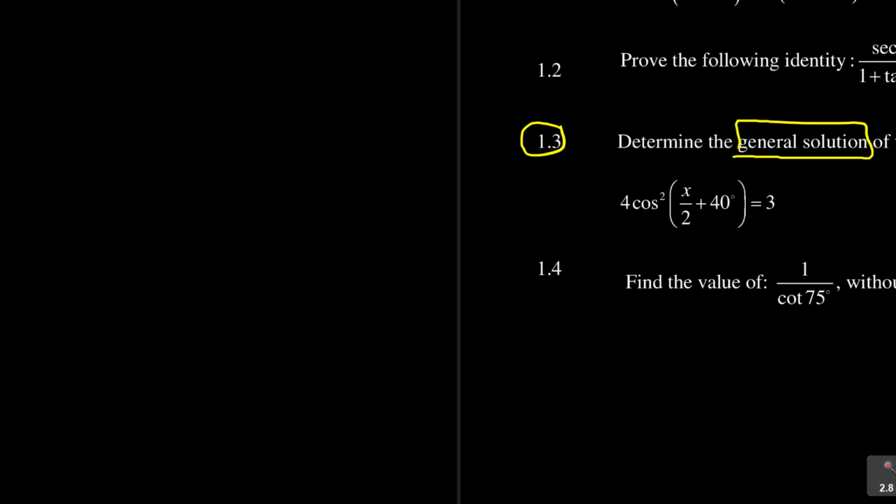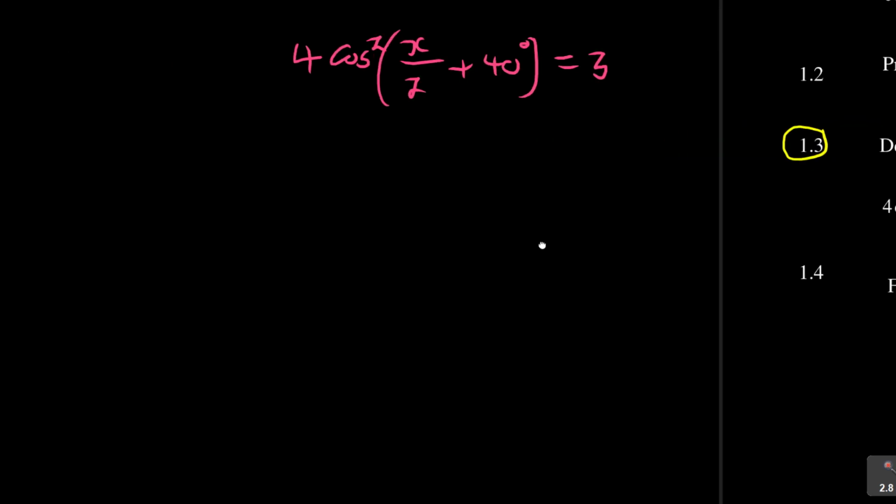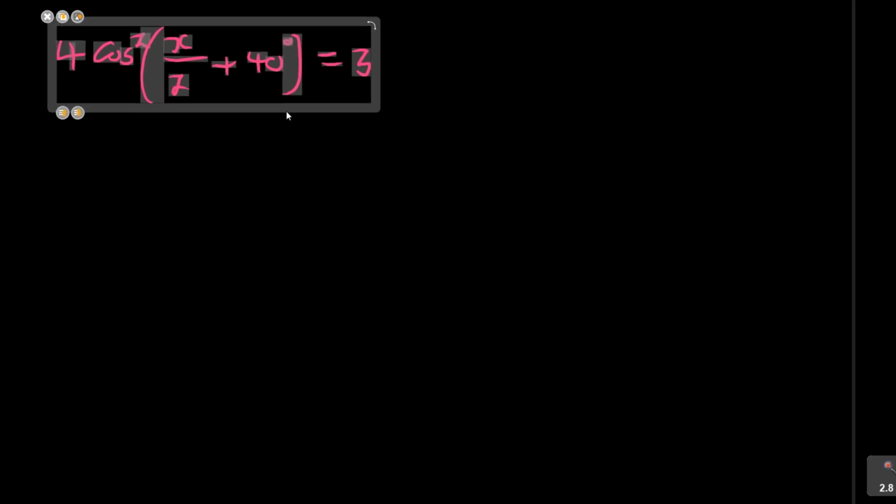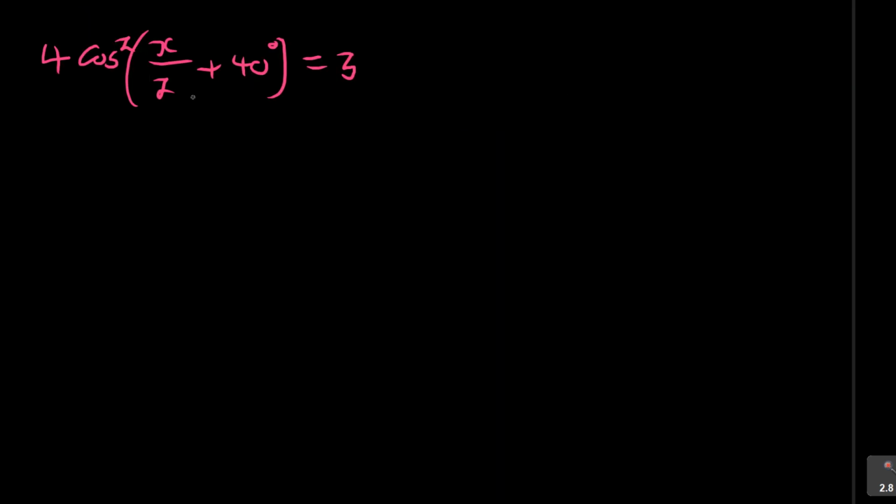So what we have is 4 cos squared (x over 2 plus 40 degrees) is equal to 3. So this is what you are having, and you need to find the general solution. So that's what you have.